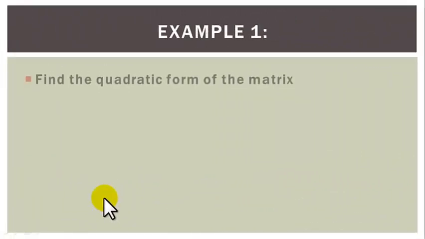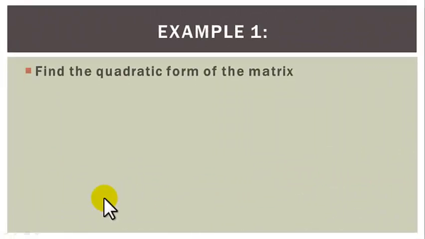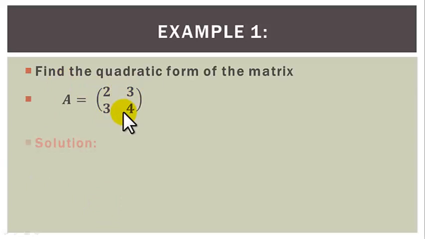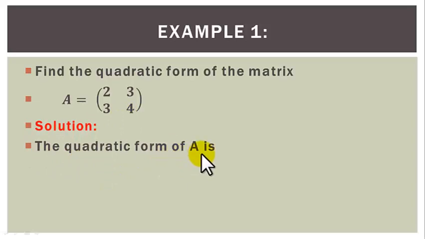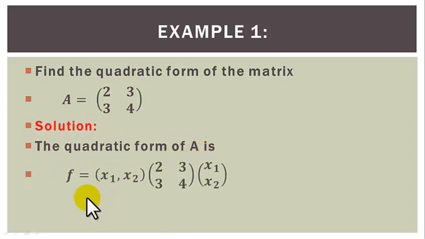Example 1. Find the quadratic form of the matrix A equal to 2, 3, 3, 4. Solution. The quadratic form of A is f equal to x1, x2 times the matrix A times this column vector x1, x2. Multiplying these matrices, this will give us 2x1 squared plus 6x1x2 plus 4x2 squared.